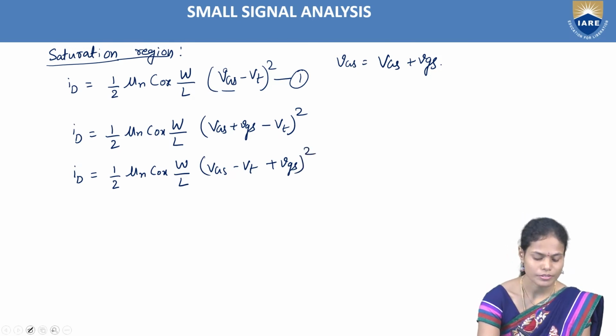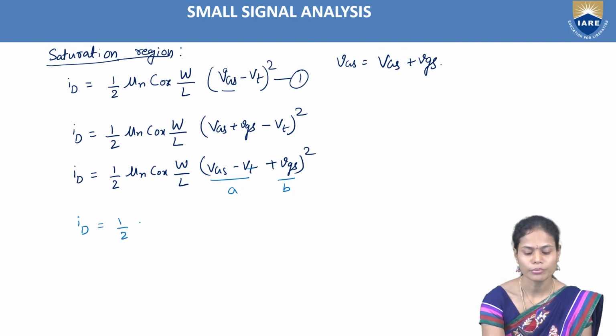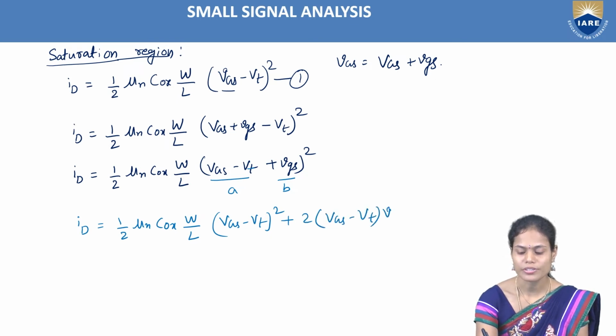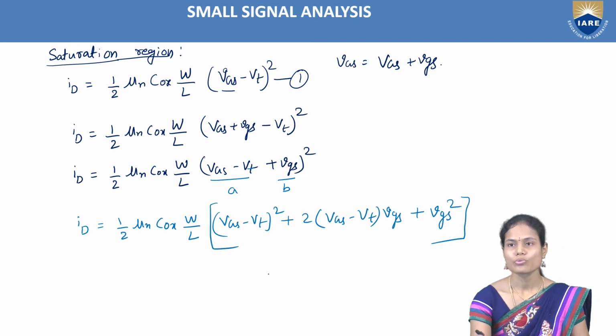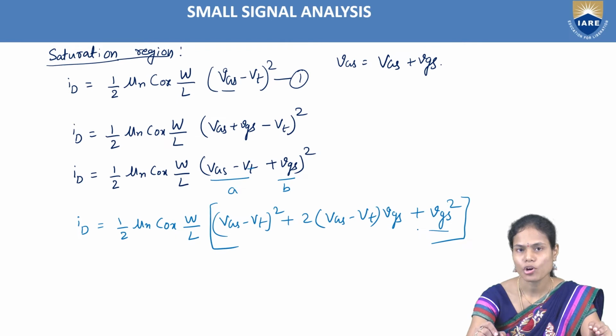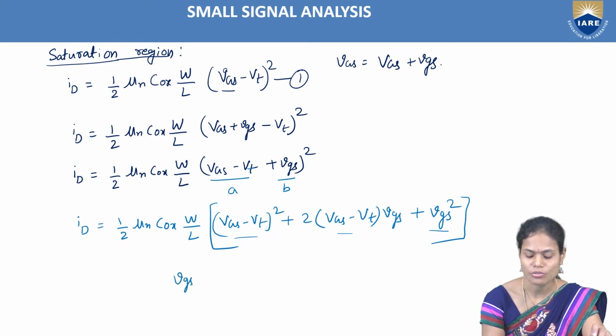So this one is in the A plus B whole square form. So I am writing this equation as iD equal to 1 by 2 mu n COX W by L into VGS minus VT whole square plus 2 into VGS minus VT into small vgs plus small vgs square. So in this particular equation, if we compare the small vgs square term with the whole term, small vgs is the small signal. It is a very small value compared to all these other terms, so we can neglect the vgs square term.